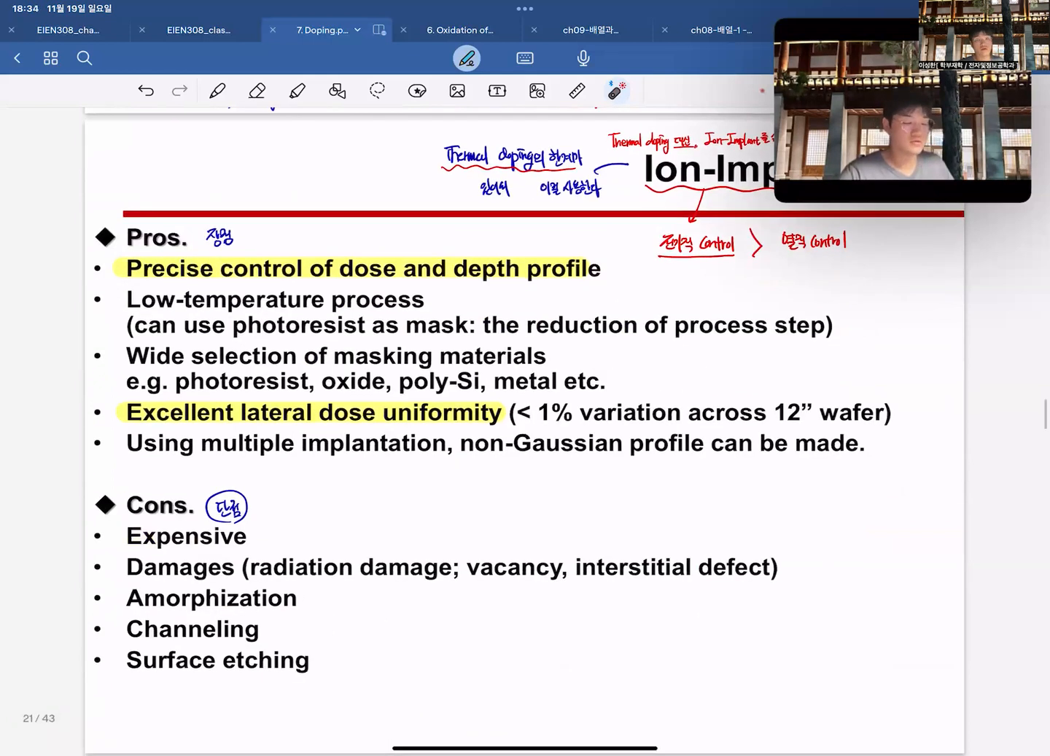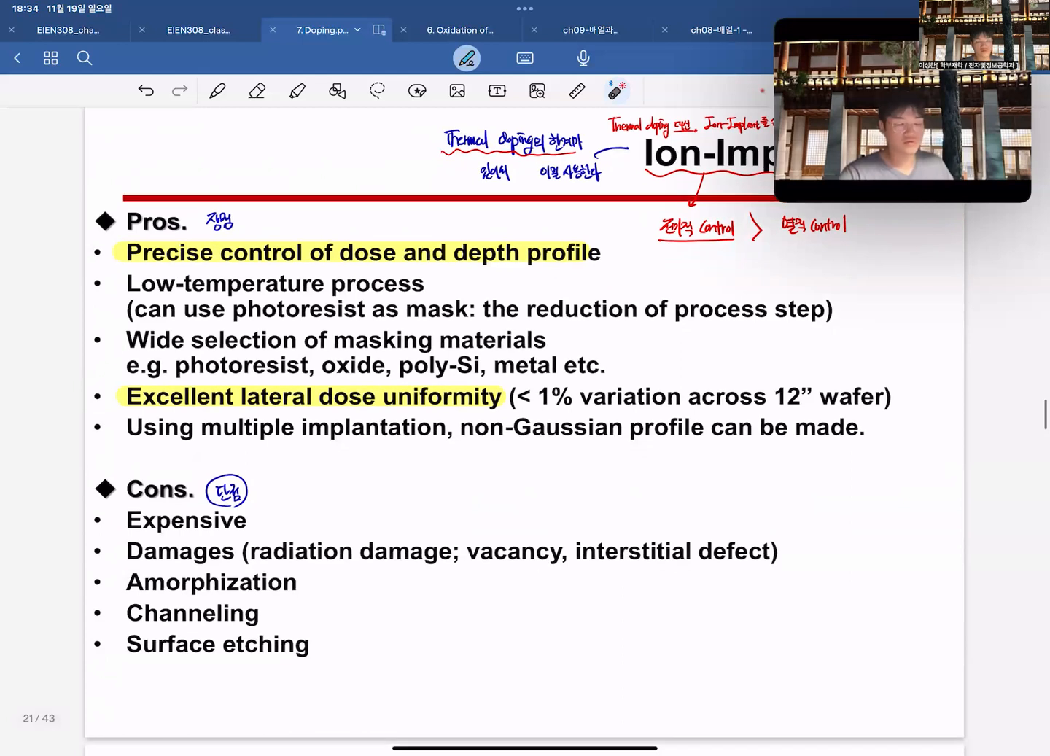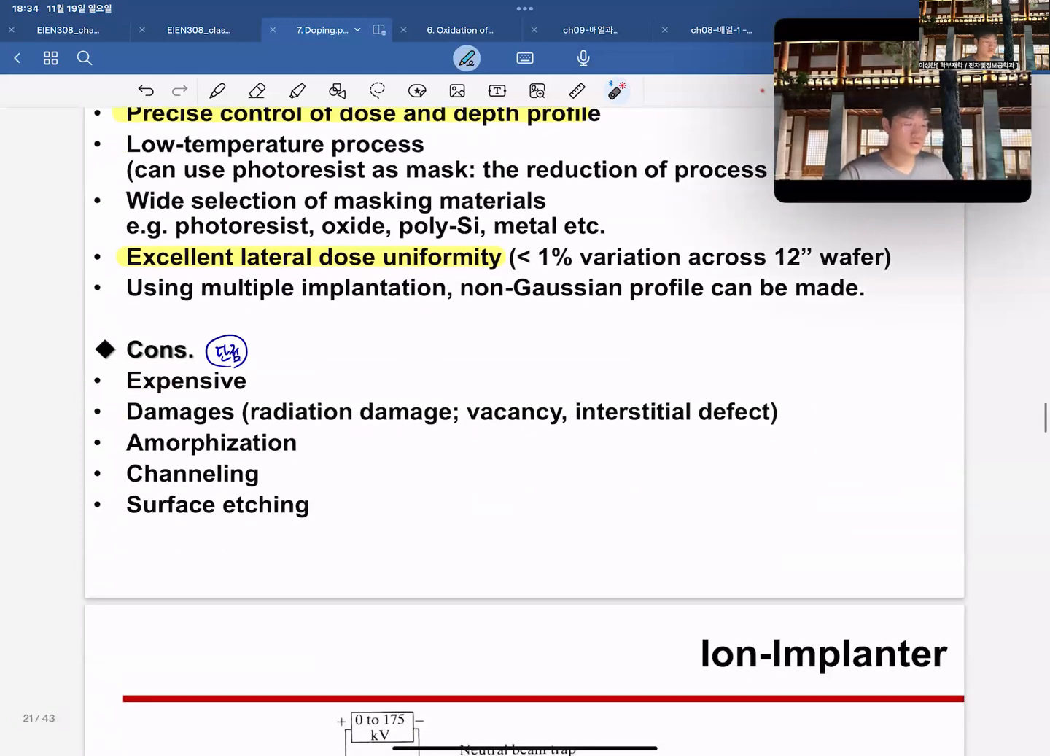First is the electrical control. Its control is so precise. The precise control makes it easier to make a shallow junction, and the control is easy. It also means it has uniformity of the dopant in the wafer. And also this is expensive.